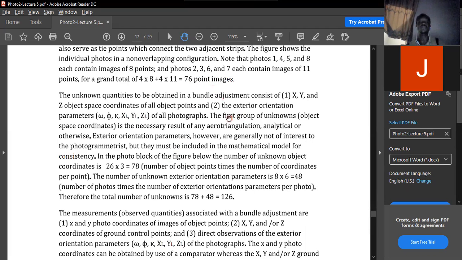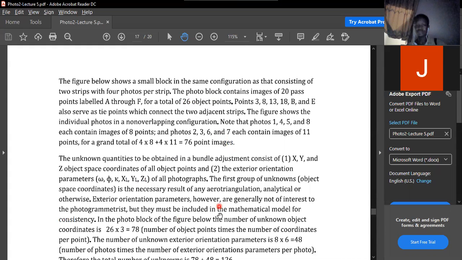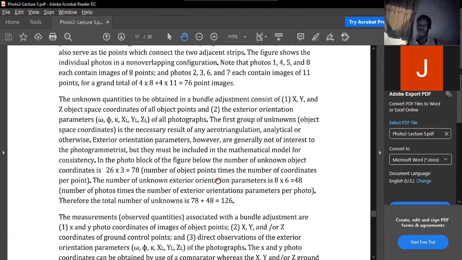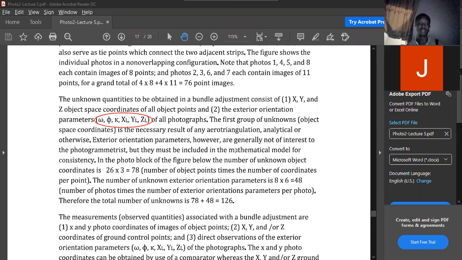The unknown quantities to be obtained in a bundle block adjustment consist of 1, the XYZ object space coordinates of all object points. Is that okay? Remember how many object points we have? 26. So it's trying to tell you the number of unknowns, total number. It's going to be a very huge value. The second one is the exterior orientation parameters. I've already talked about this. Remember, I talked about the exterior orientation parameters not too long ago. The first group of unknowns, objects, is necessarily a result of aerial triangulation, but anyway, I don't have time to read all that.